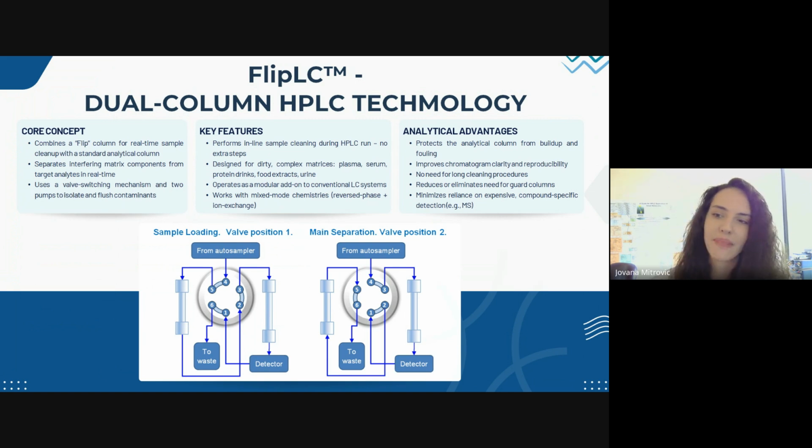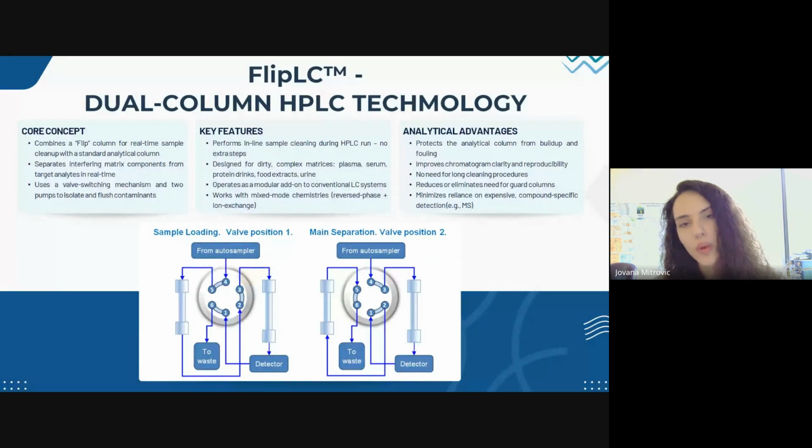First is the flip column, positioned upstream of the analytical column. This is a specialized column dedicated to trapping problematic matrix components such as proteins, fats, and pigments, which are often present in complex real-world samples like food or biological fluids. Following the flip column is the analytical column, where the actual separation and detection of our target analyte take place. The valve's role is crucial.